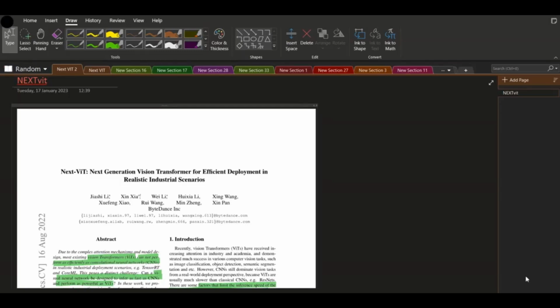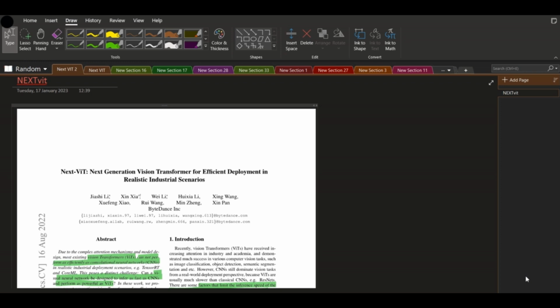So today we're gonna be going through NextVIT, next generation vision transformer for efficient deployment in realistic industrial scenarios. So firstly, we're gonna go through the paper and understand the theory part of things. Then we're gonna go through the code and try to code it up.